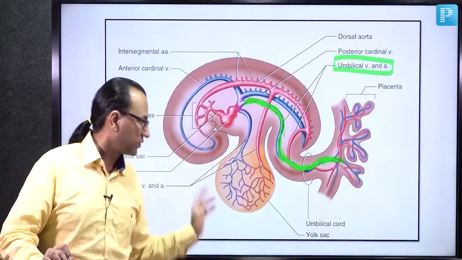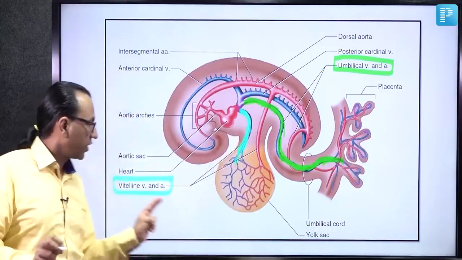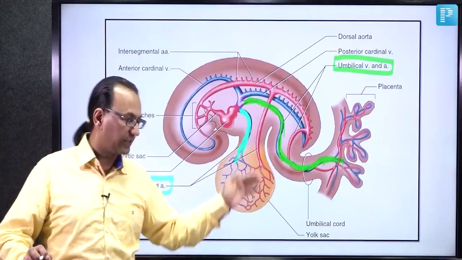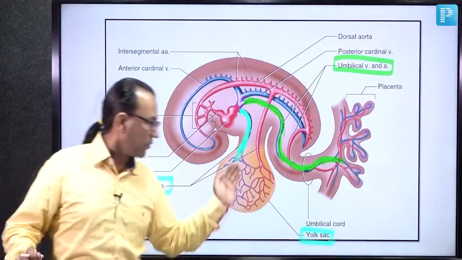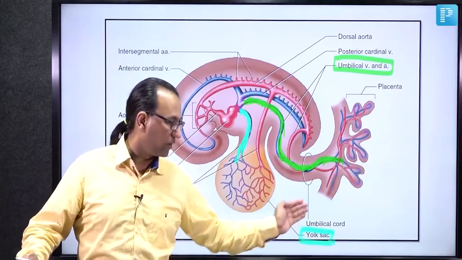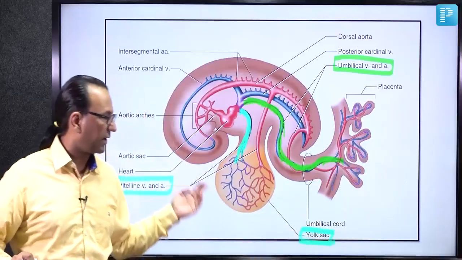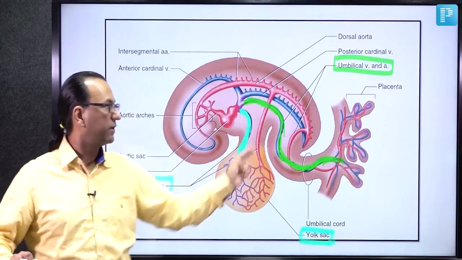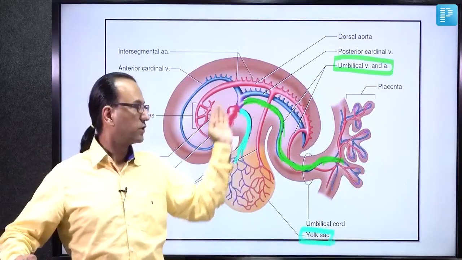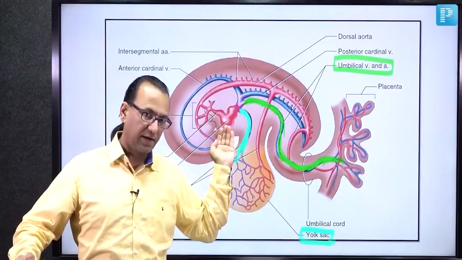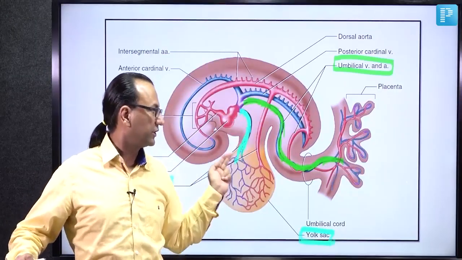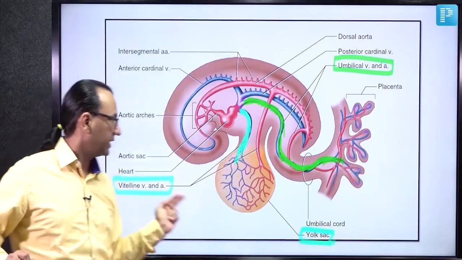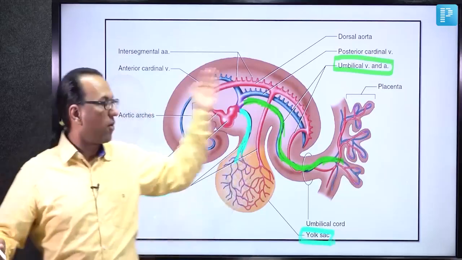The vitelline veins, which drain the yolk sac, are going to contribute to the portal venous circulation, as the yolk sac contributes to the gut tube involved in absorption of nutrients, which will be carried by the portal vein towards the liver for metabolism and further towards the heart. The metabolites are carried by the portal venous circulation. So the vitelline vein is contributing. And what about the body wall?